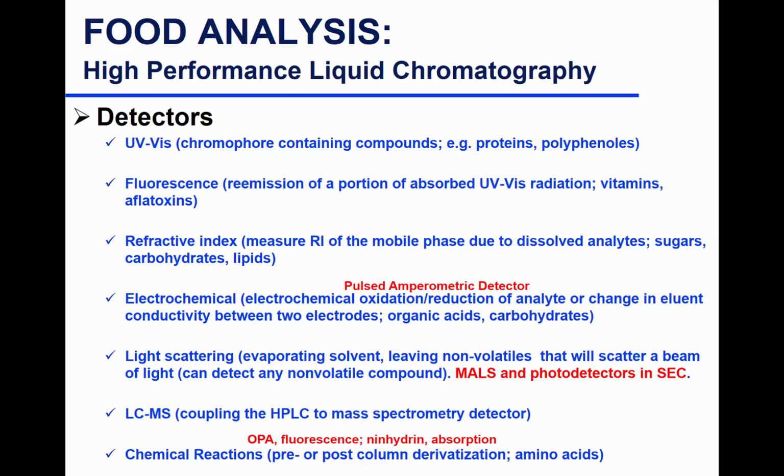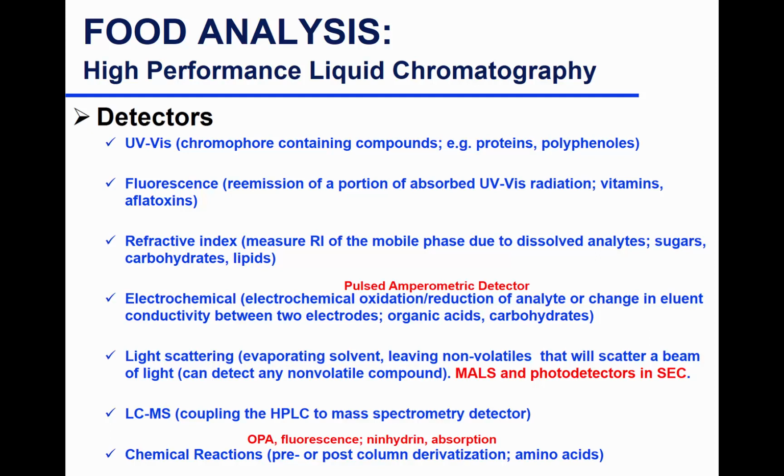You have a voltage applied, a current is generated based on the ions or the oxidized or reduced analyte, and then the conductivity is measured, and the change in conductivity between the two electrodes is related to the concentration of your compound of interest. In the pulsed amperometric detector, you don't have as much poisoning of the electrodes, so the detector lasts longer and is more efficient and more sensitive than old versions of the electrochemical detector.